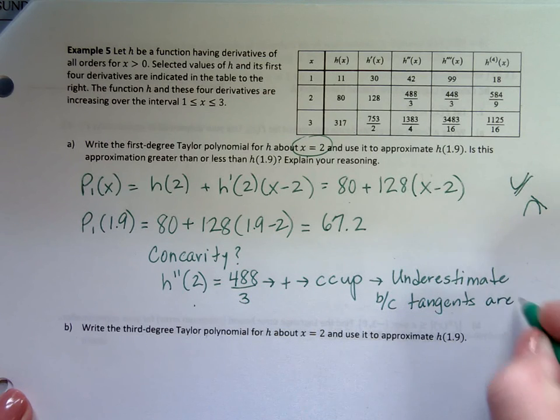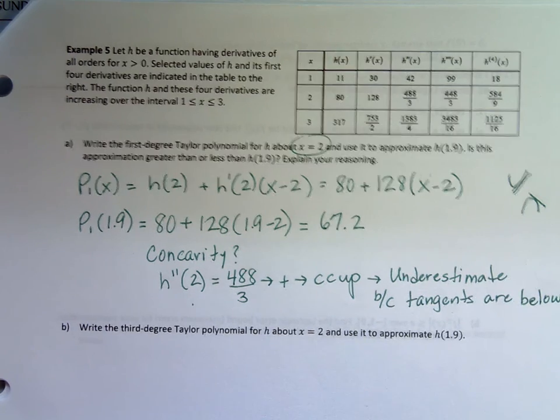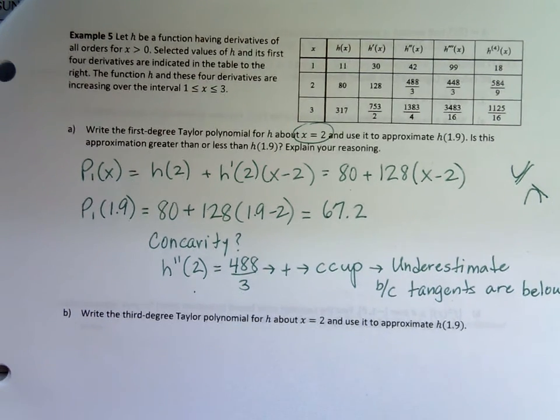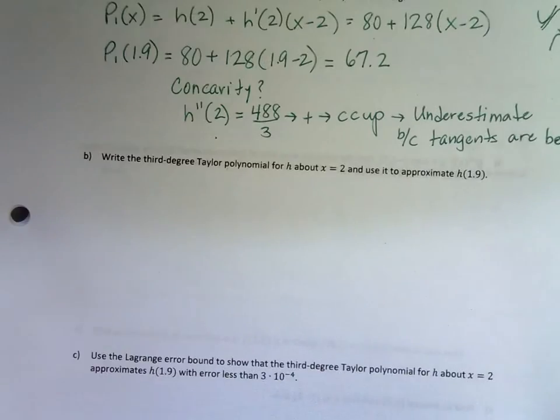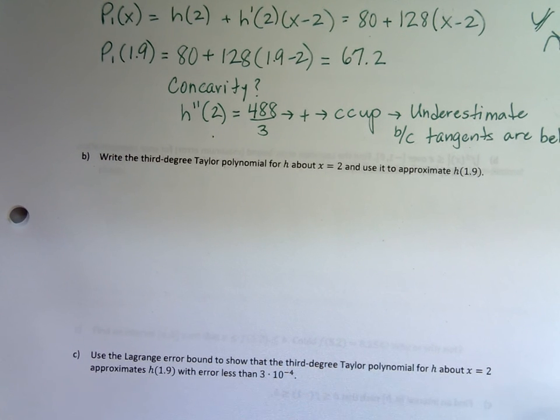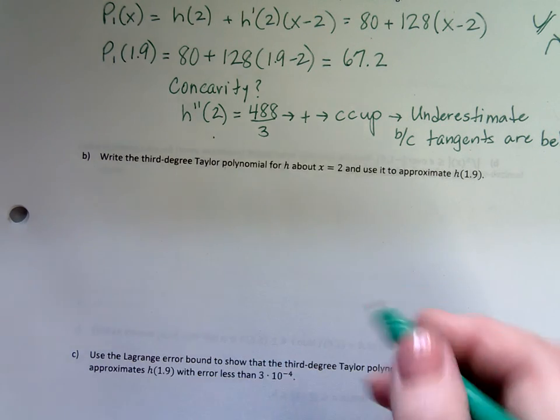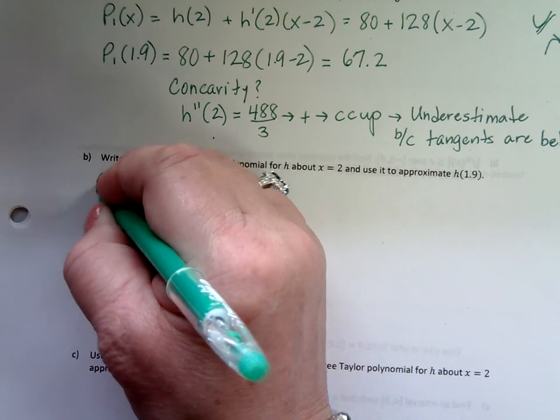Okay. That takes care of part A. Part B: write the third degree polynomial for h about x equals 2 and use it to approximate the 1.9 again. So in other words, we're going to take a few more terms. Let's see if we can generate some more terms. We know what the first couple are, and I'm looking for a third degree.